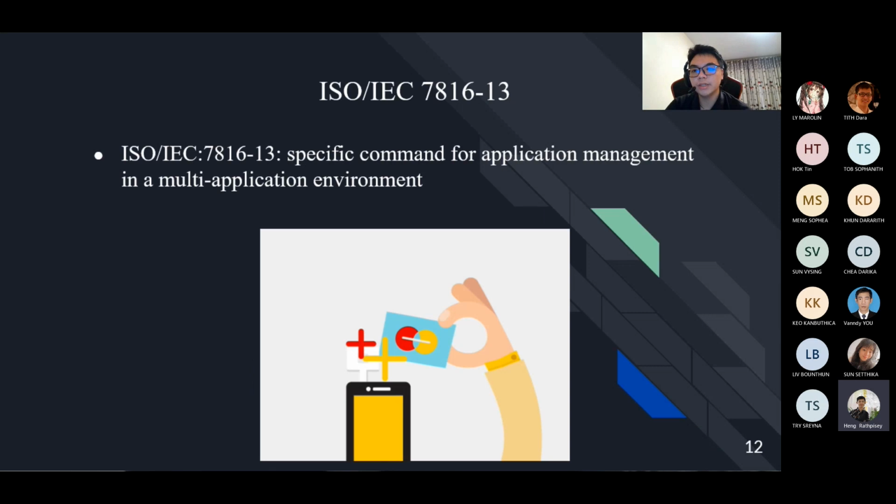The ISO 7816 Part 13 specifies commands for application management in a multi-application environment. This kind of command is used for the entire application lifecycle in a multi-application card. It can be used before and after the card is issued to the cardholder. This ISO does not cover implementation within the card and the outside world.